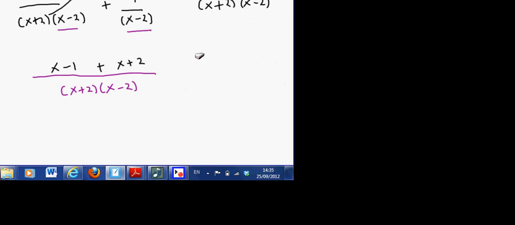Then finally at the end you're going to add them together, and you're going to get 2x minus 1 plus 2 plus 1, and just divided by that. That's your answer here, okay?